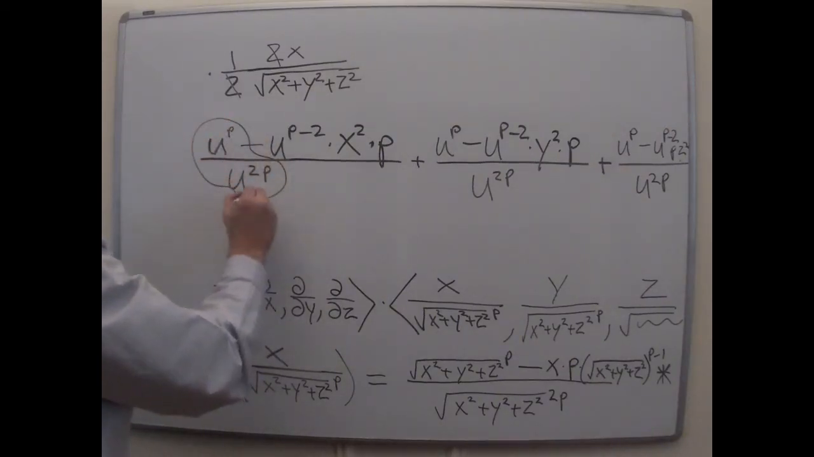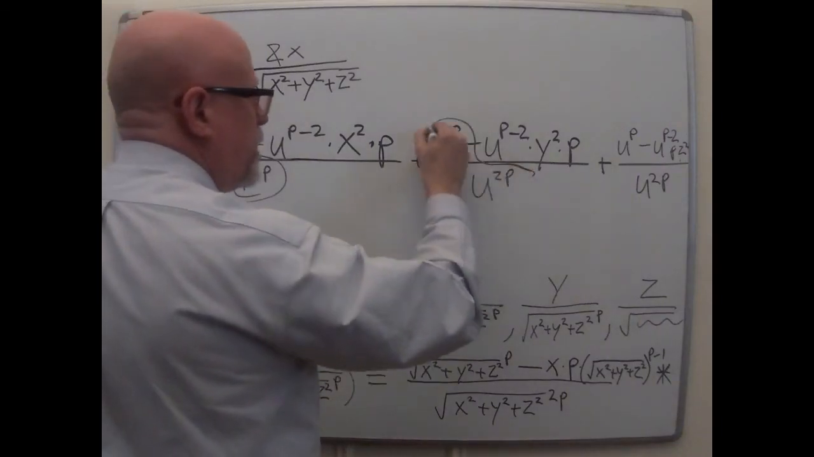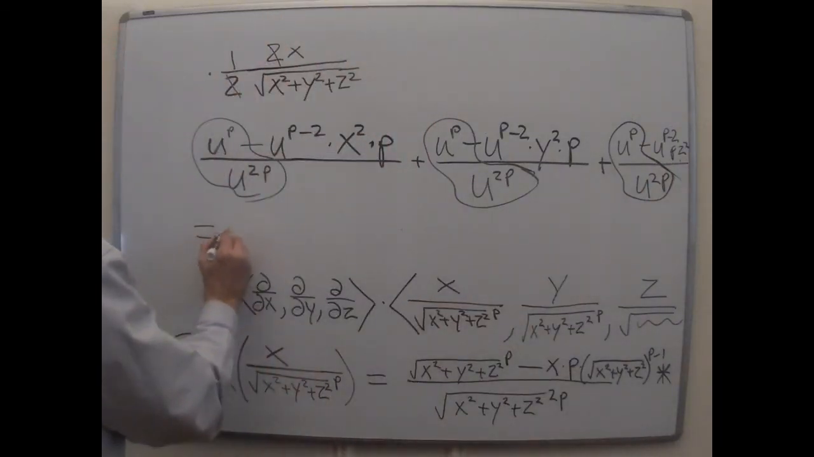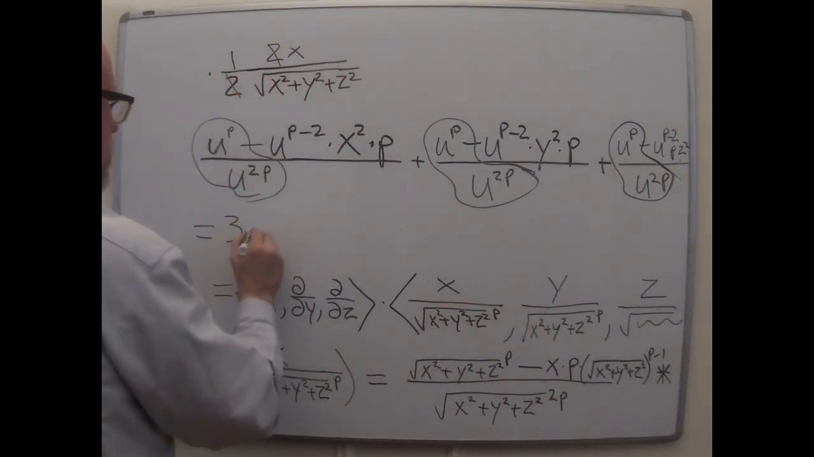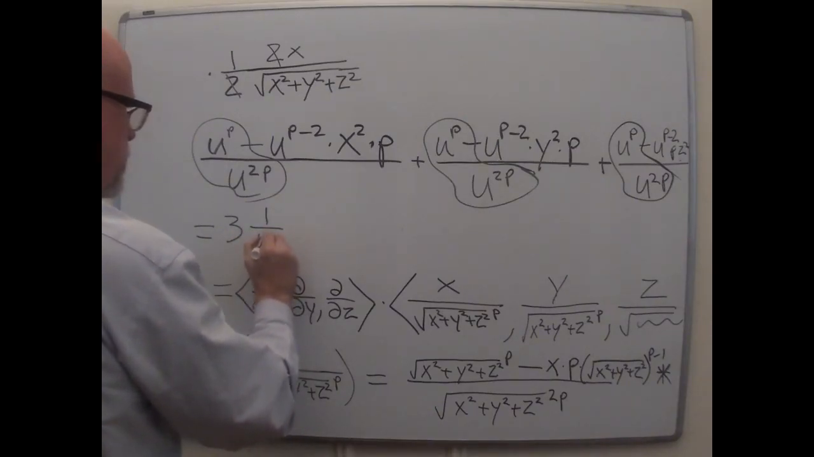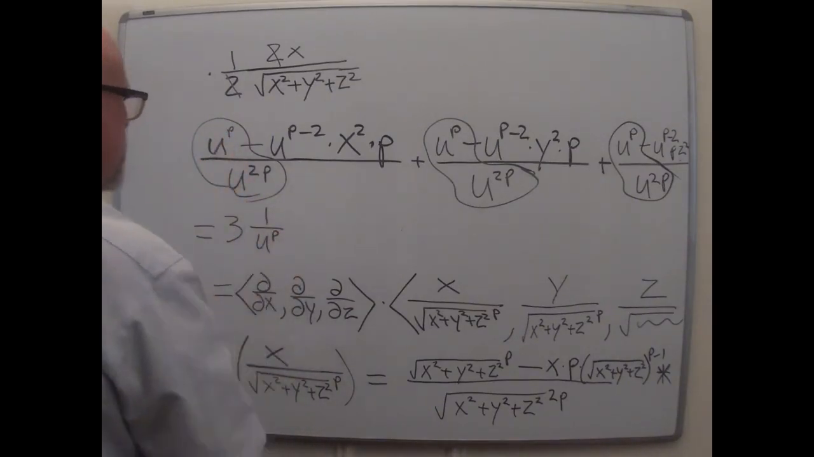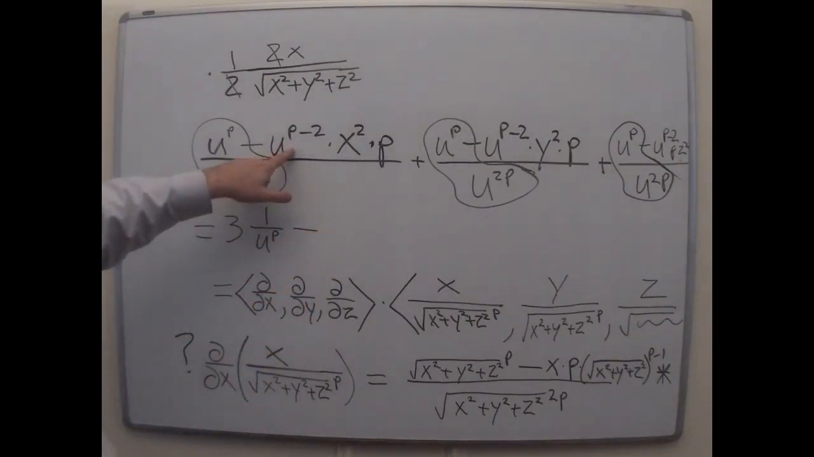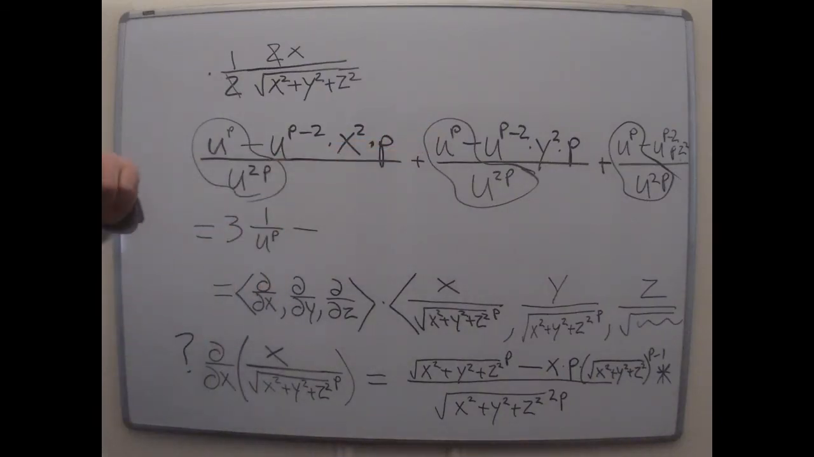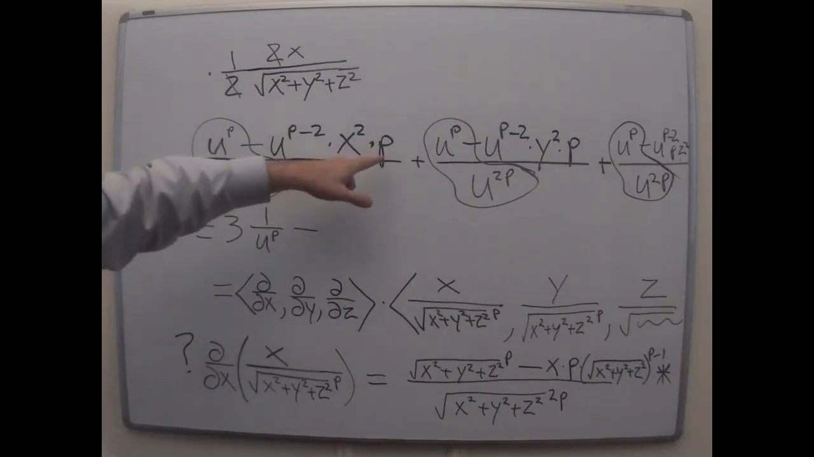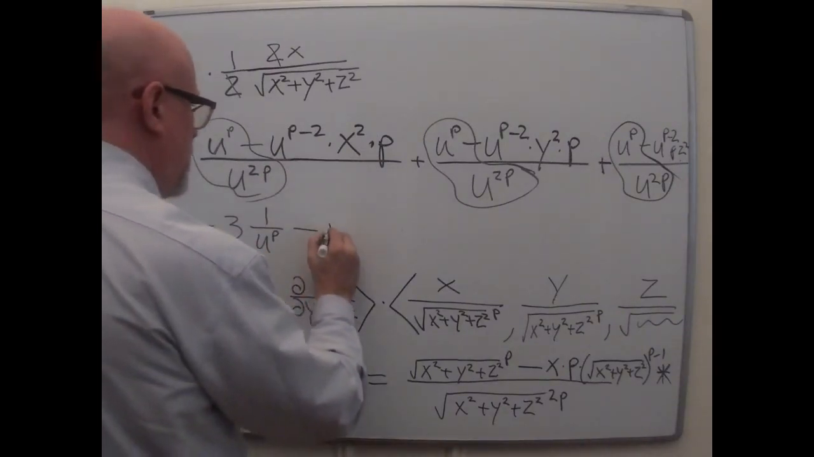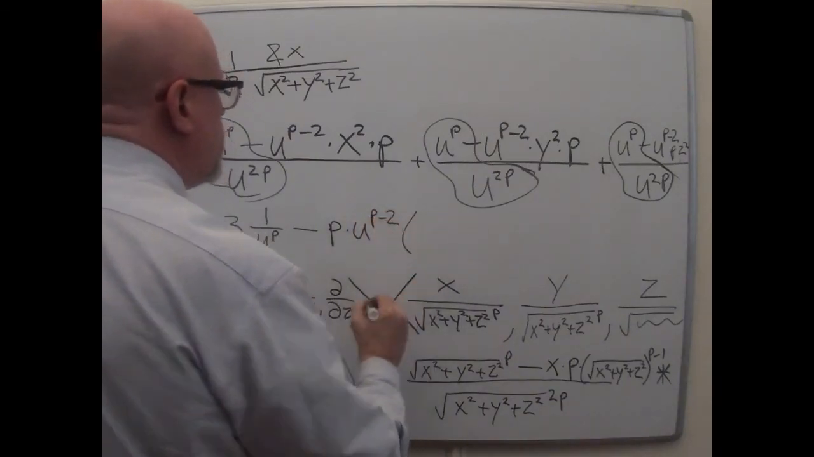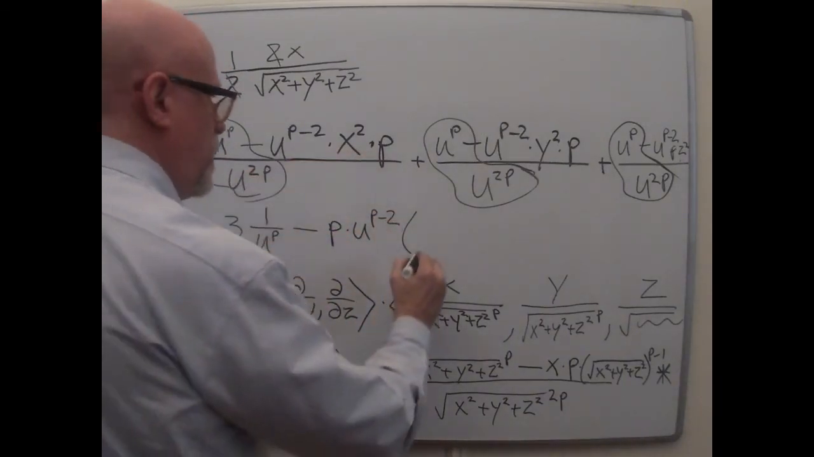See, u to the p over u to the 2p. Well, that appears in each one of these 3 parts. So we've got 3 times, well, that's 1 over u to the p, isn't it? P minus 2p, yeah, p downstairs. And then, what is the rest of these things? Each one has a p minus 2 in it, u to the p minus 2. There's a p in each one of them. We can factor all those things out. And what's left is an x squared plus y squared plus z squared.